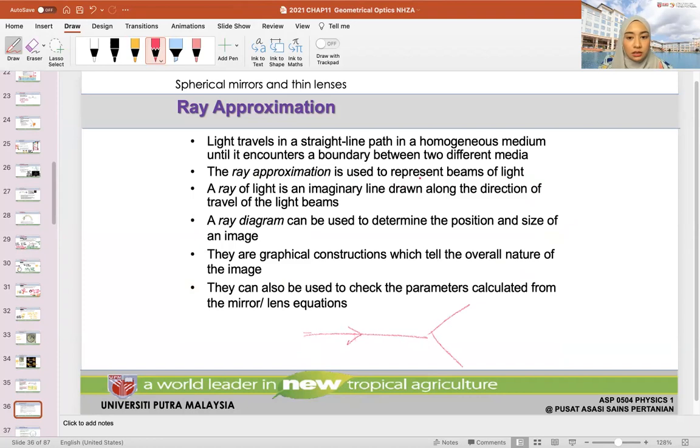So ray approximation is used to represent beams of light. So this is your beam. It is an imaginary line that we draw to make our life easy. A ray of light is an imaginary line drawn along the direction of travel. So if your incident light starts from here, you draw over here. So it depends. They are graphical constructions which tell the overall nature of the image. So why do we have ray diagrams? Because we want to approximate where our image is formed, and it works. They can also be used to check the parameters calculated from the mirror or lens equation.